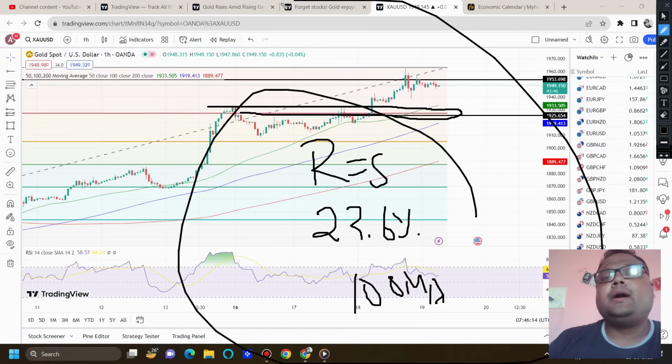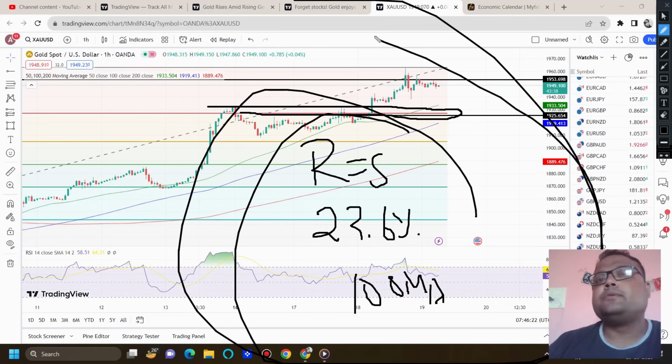This means in this type of market situation, buying at dip is the best trading strategy, isn't it? So whenever the market comes for retracement, this type of support you can expect to be a good level to buy. So if the market comes to 1925, 1926, we can look for a buy.